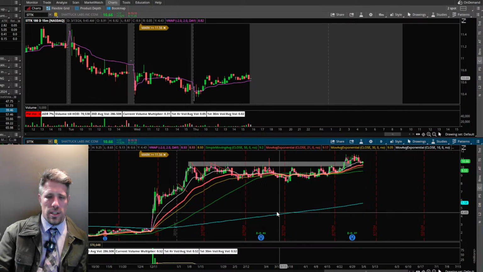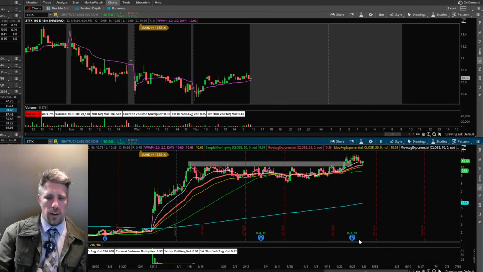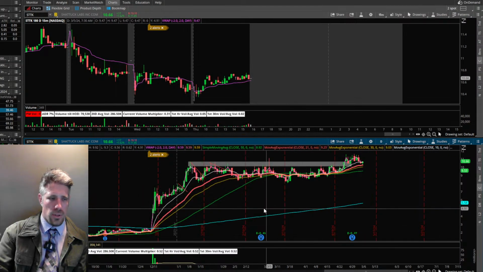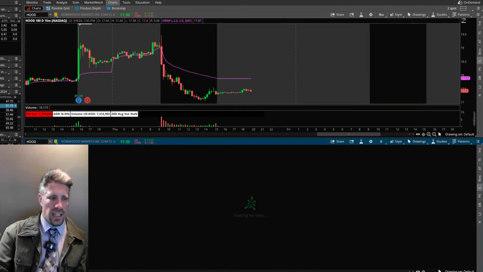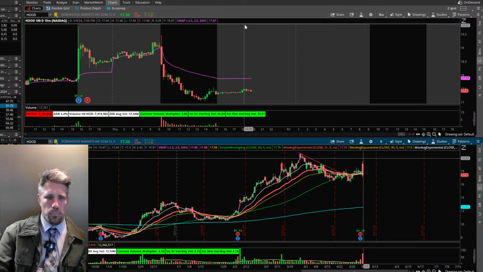This one is just a bunch of sideways action. I want to see if it can break above this area on volume. So go ahead and put that on there. Not huge conviction. Hood. One thing I wanted to point out with Hood.